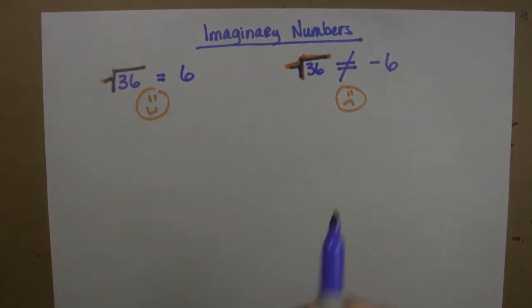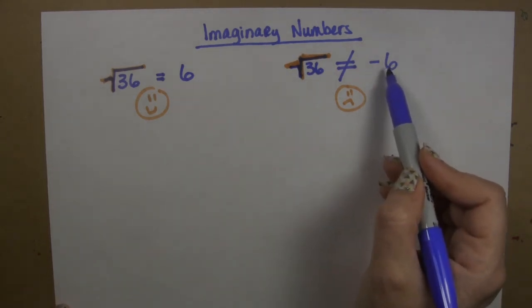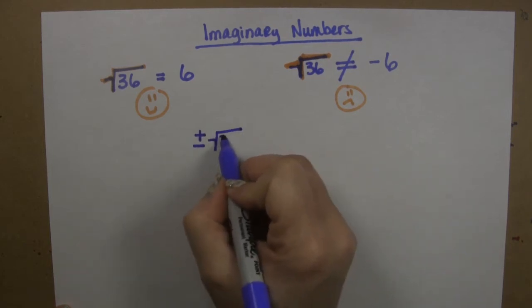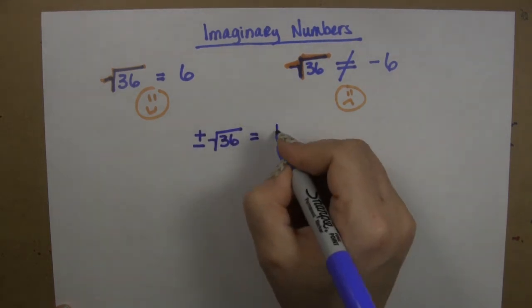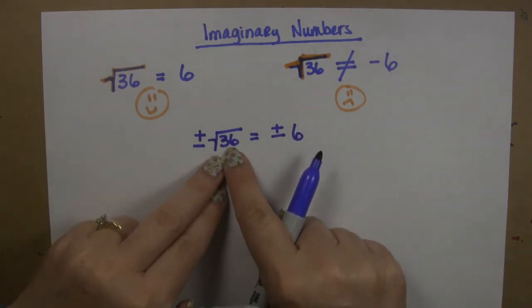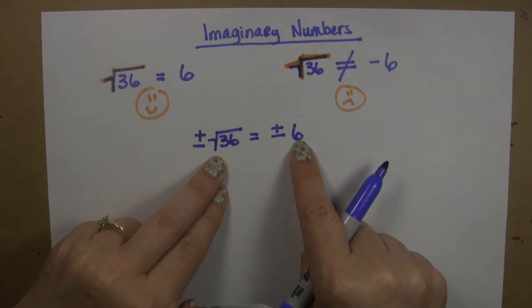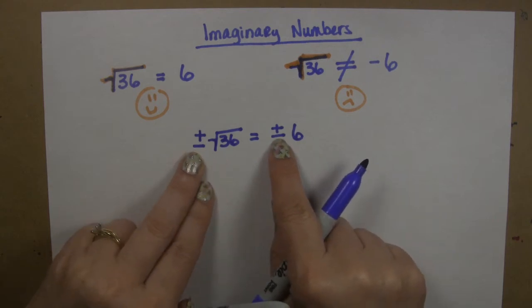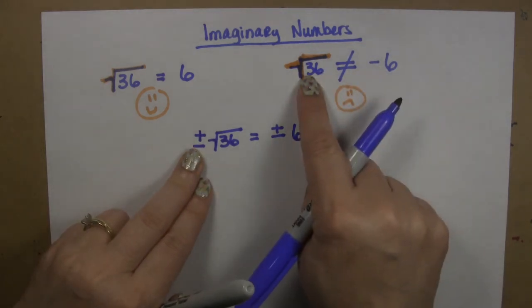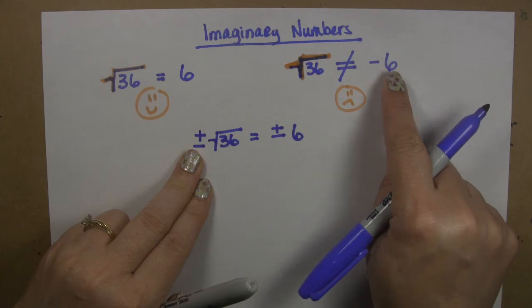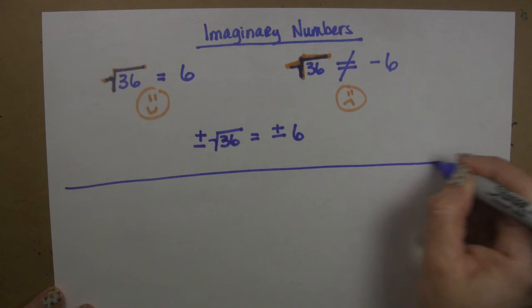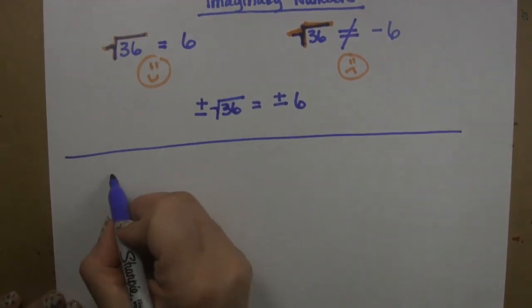If you wanted to indicate that -6 is a possible number, then you would say plus or minus the square root of 36 equals plus or minus 6. But you will notice that still we have the square root of 36 equaling a +6, and then we stick the plus minus in front of it. Okay? Does that make sense? So you cannot have a square root sign with a negative equaling a negative number. Cannot happen. All right.